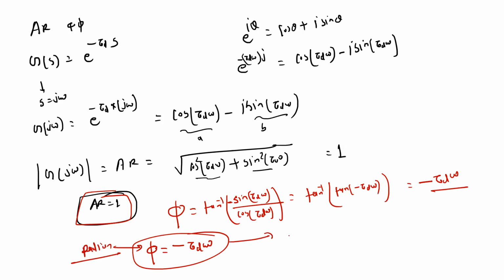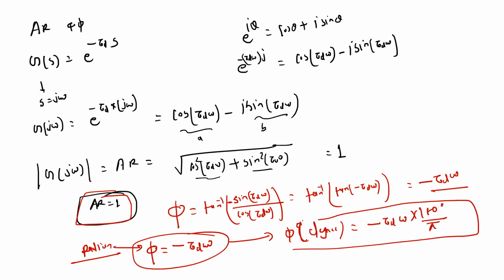Now, if we want to convert this phi into degrees, you have to multiply minus tau d omega with 180 degree by pi. So now this will get converted into degrees, right? This is the way that you can convert radians into degrees and you can understand the value of the transportation lag function.